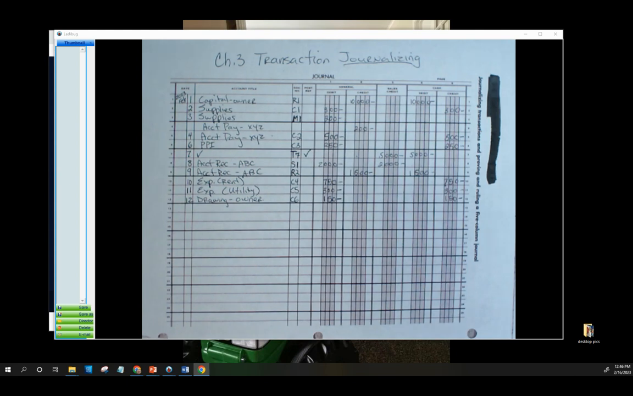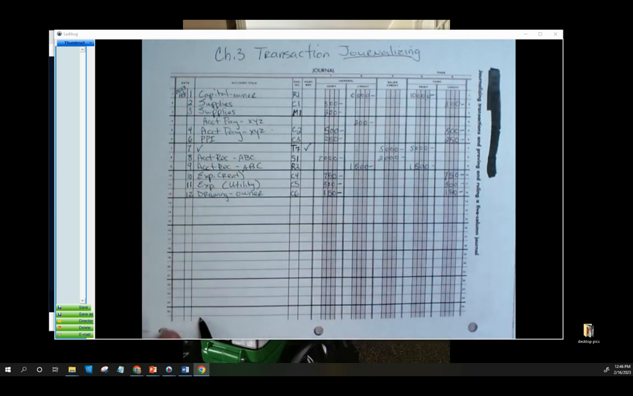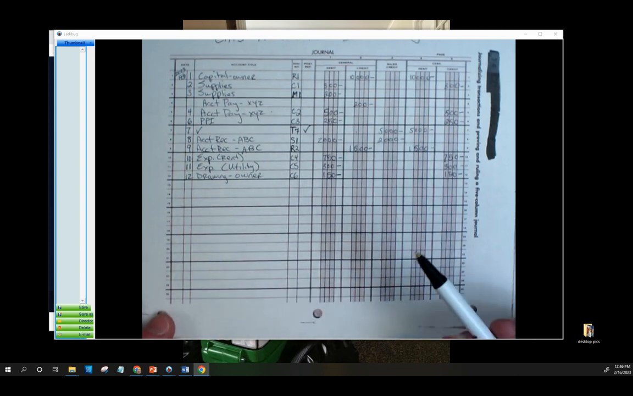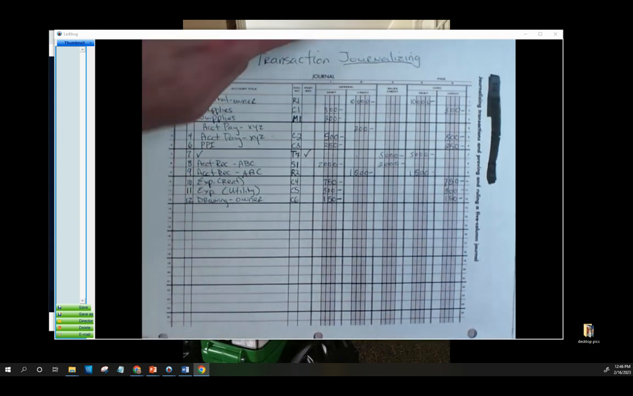Okay, those are your transactions. They don't show you how to deal with when you reach the bottom of a page and carry forward to the next page. There'll be a little review for that after this.